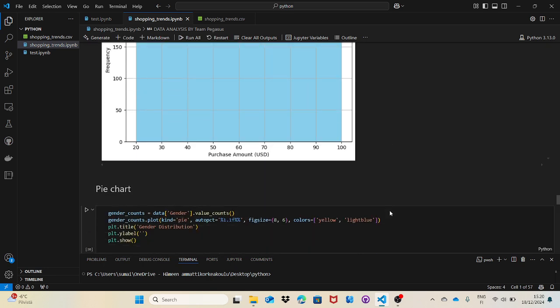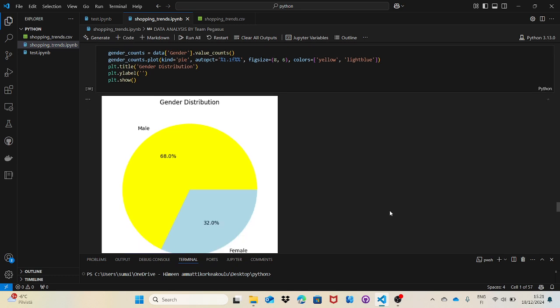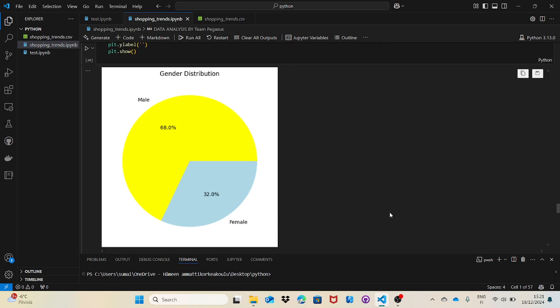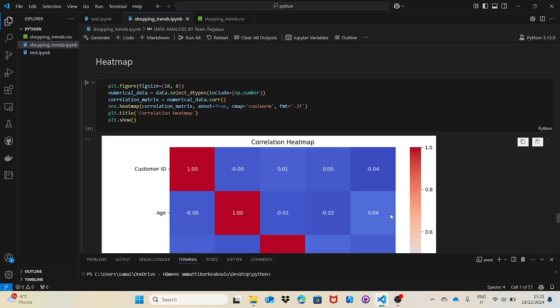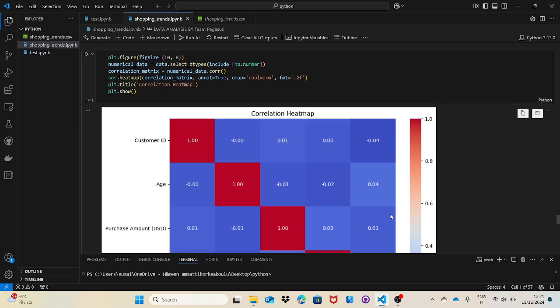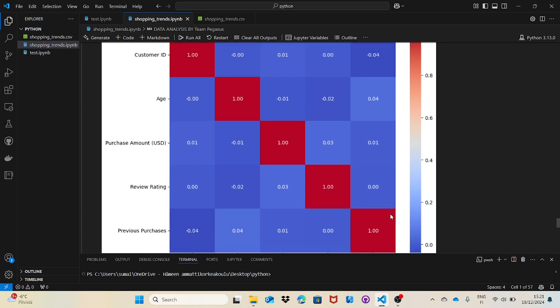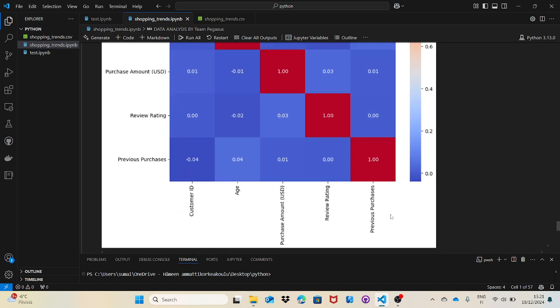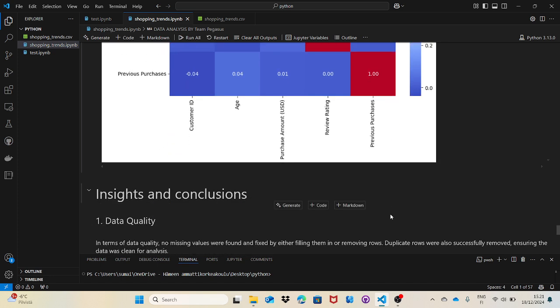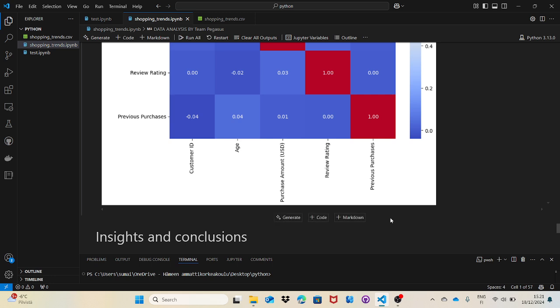I also created pie charts to show proportions like the gender distribution of customers, and heat maps to represent correlation between numerical variables. For example, a heat map helped me to identify a strong correlation between income and purchase amount, which could inform strategies for premium product offerings. This visualization made it easier to present and communicate our findings effectively.